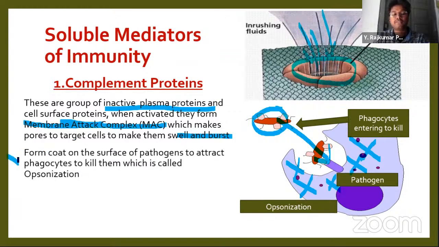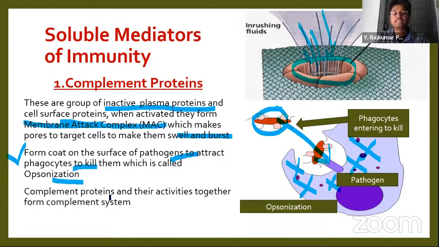They form a coat on the surface of pathogens to attract phagocytes to kill them, which is called opsonization. Here you can see they make a coat around the surface of the pathogens. By making that surface coat, they attract the phagocytes. Phagocytes do cell eating, isn't it? That is nothing but destroying the bacteria.